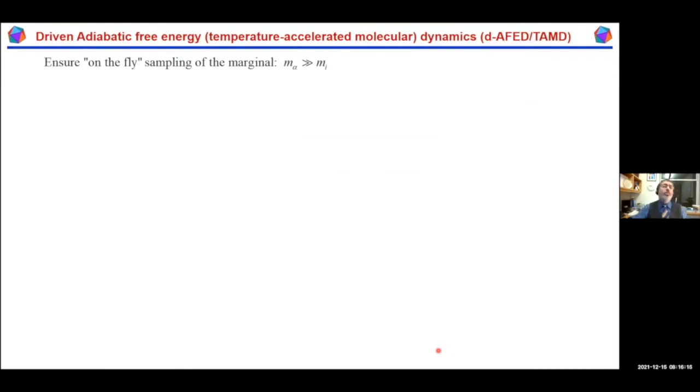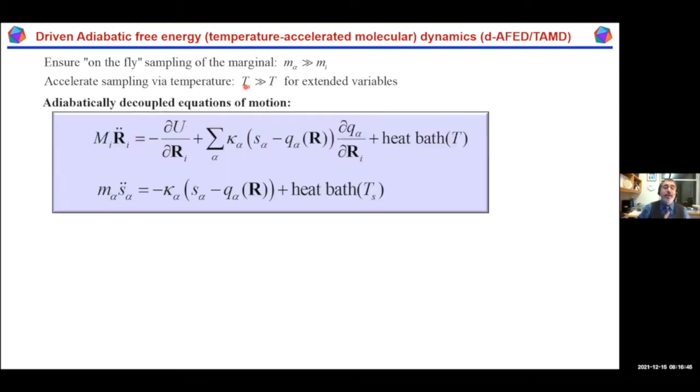And the most important one is an adiabatic decoupling between the fictitious variables and the physical variables. You want to make these S's very heavy compared to your physical variables. Now that will sample the marginal, but it will do so very inefficiently. So the way that we boost the sampling is to introduce a temperature for these S variables that's large compared to the physical temperature, large enough so that you can cross any barriers on your landscape, okay?